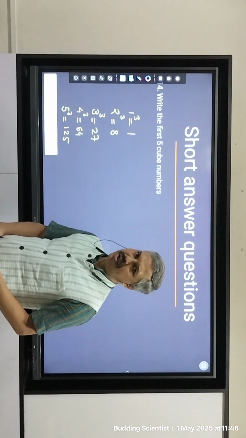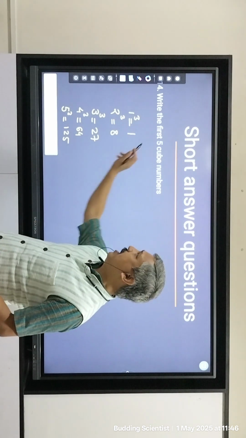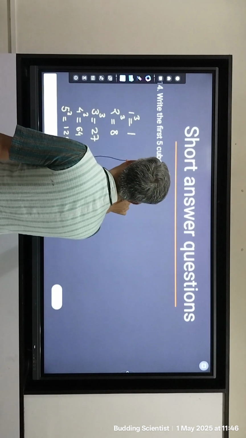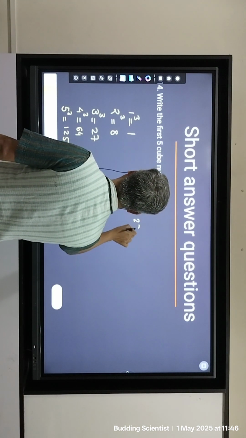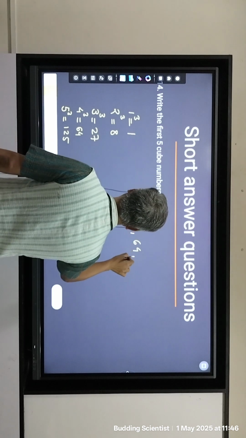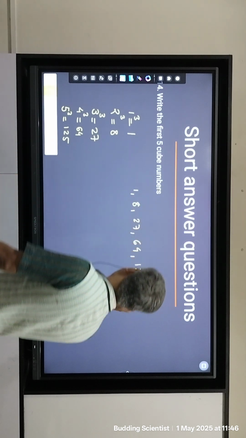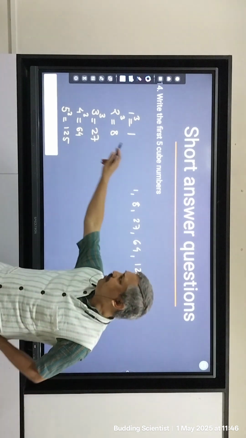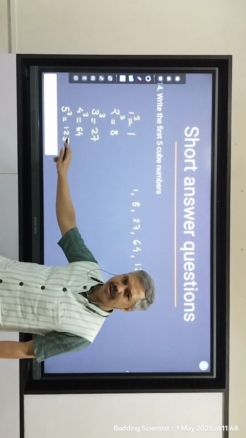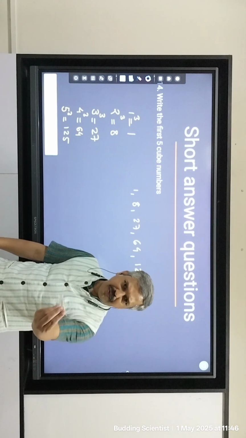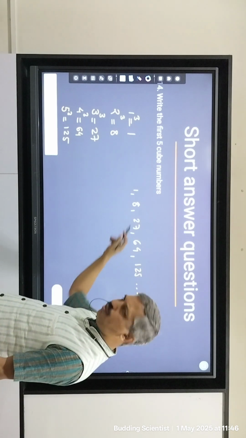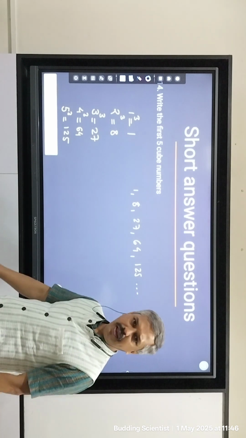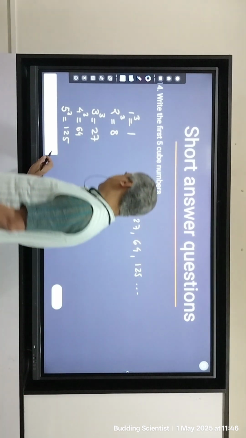These are the answer. But if the question was to write the sequence of first 5 cube numbers, then the sequence would be 1, 8, 27, 64, 125 and so on. This would be the sequence. We are not asked about the sequence, so this is good enough. If you ask me, I would advise you that after writing this, also write the sequence. The sequence of cube numbers is, and write this. It is always better.